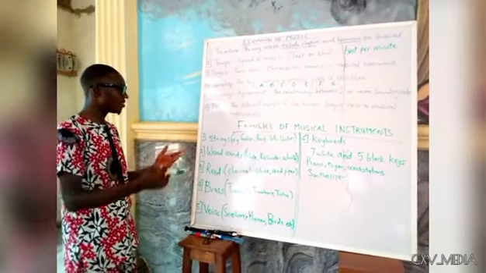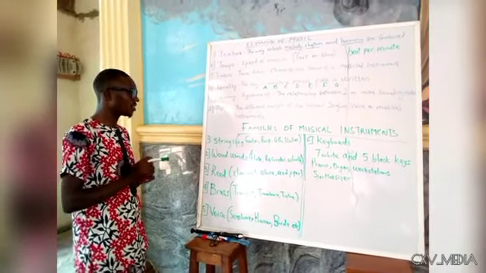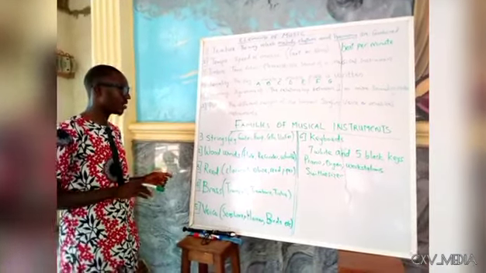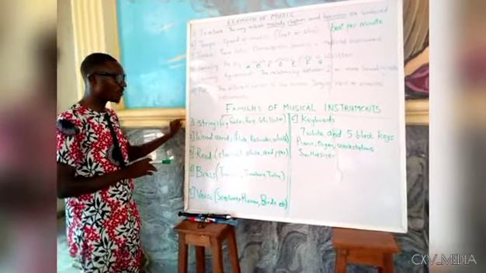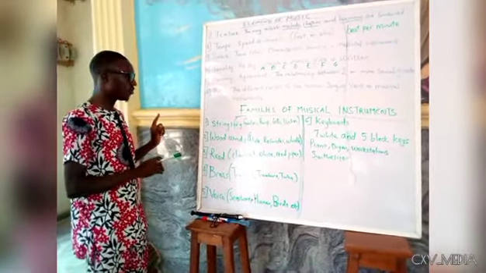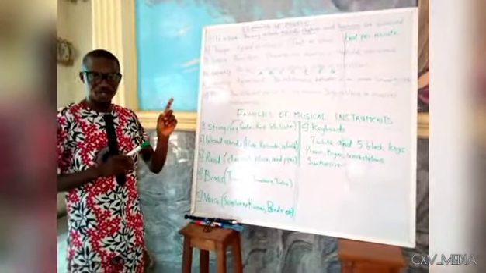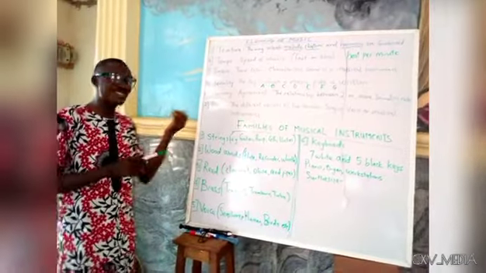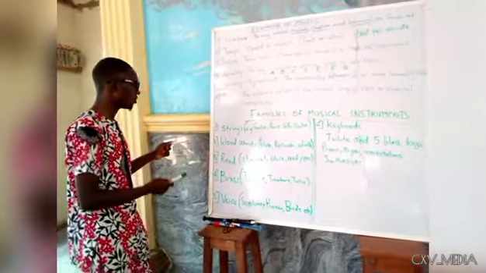I've been hearing some people, when they want to register at a music school, they say, I want to learn this, I want to learn that. No, sometimes it is easier picking one member of a family. For someone who learns the guitar, it will be easier to play the violin because the person has been relating with string instruments. Now let's come quickly to the families of musical instruments.